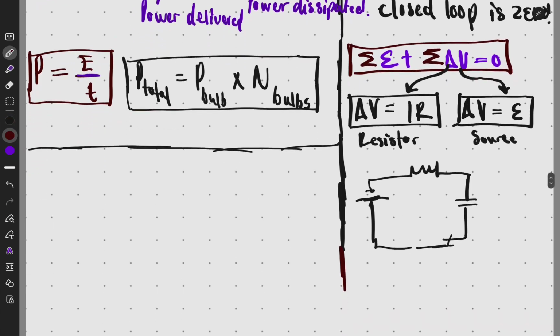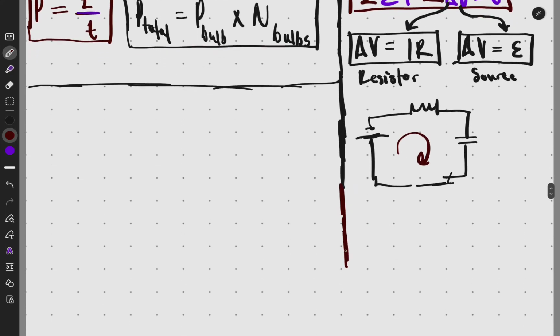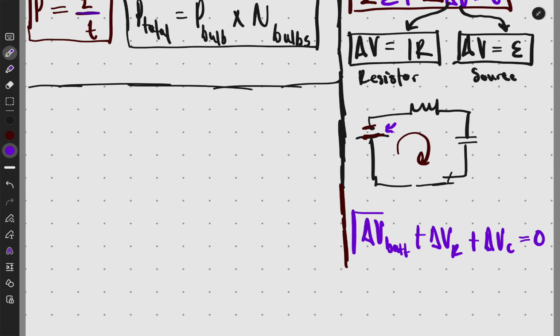When you get only one loop and you apply this KVL, you don't even need to know the rules for how to make the signs positive or negative. You are just going to remember that it's delta V of the battery, which is the E, plus delta V of the resistor plus delta V of the capacitor is equal to 0. This is an equation for you to already know. Please write this down for situations where you have only one loop.